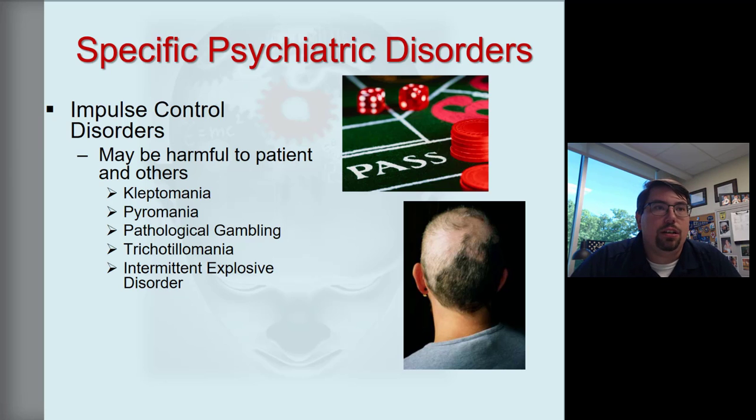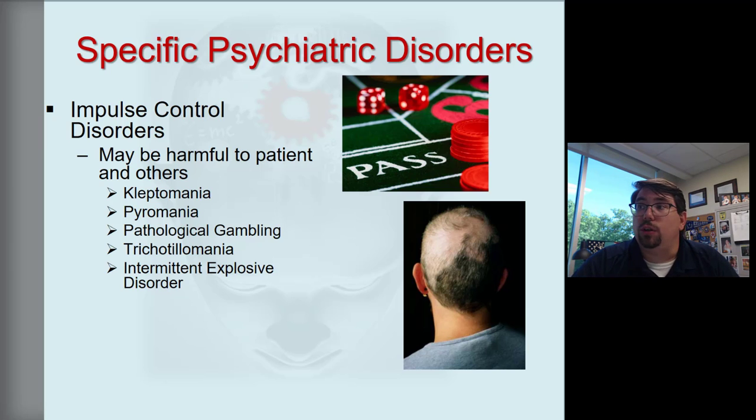Impulse control disorders are harmful to patients who like to steal things, set fires, or have gambling issues, and they have a number of different components that they're dealing with. When we're dealing with someone with intermittent explosive disorder, we know that recurrent and paroxysmal episodes of significant loss of control of aggressive response can occur. These patients can become very aggressive.